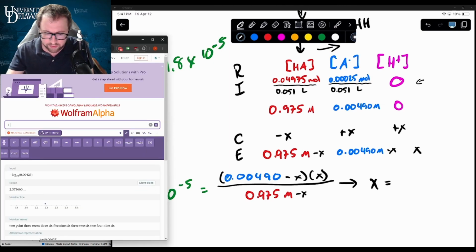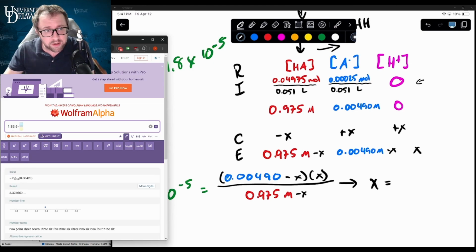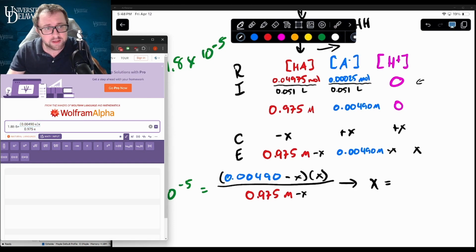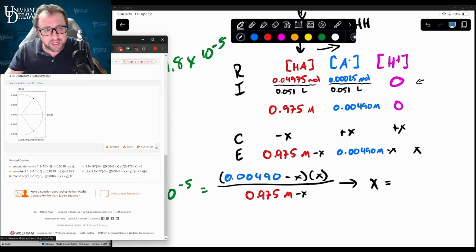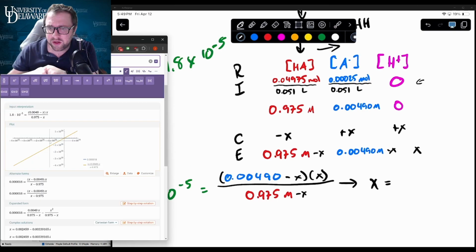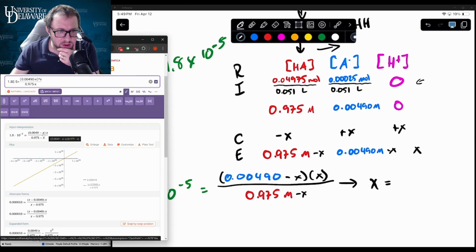We're going to have 1.8 e to the minus 5 is equal to x times x over 0.975 minus x. Parentheses are going to be super important here. And that's going to give us imaginary roots. So what did I do wrong here? Usually if you get imaginary roots, it means you set something up wrong somewhere.